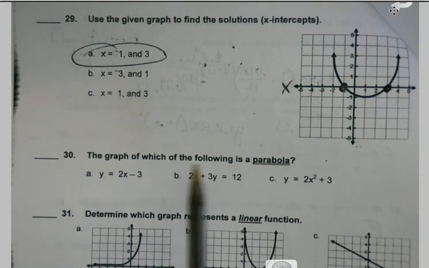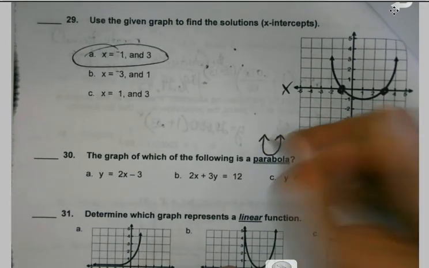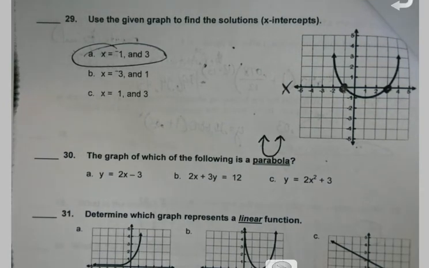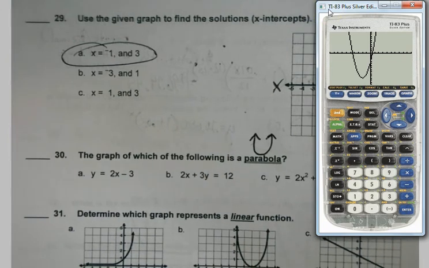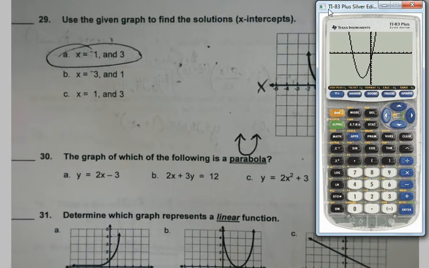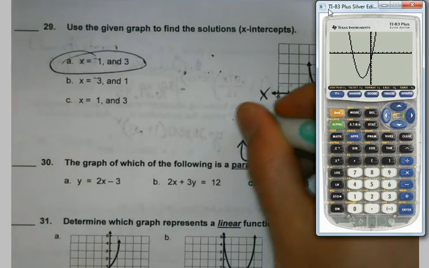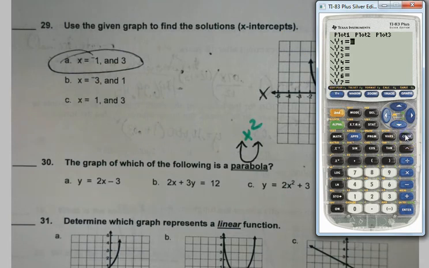The graph of which of the following is a parabola? Now, if you're looking at these, maybe you don't notice right away that one of them is squared and the other ones aren't. That's okay. If you don't, again, here's your option. If I know what it is, because anything squared is going to be a parabola. So if you were asked this, anything that you see that has x squared is going to make that. So you're like, oh, it's C. Right. But let's say you don't see that right away.